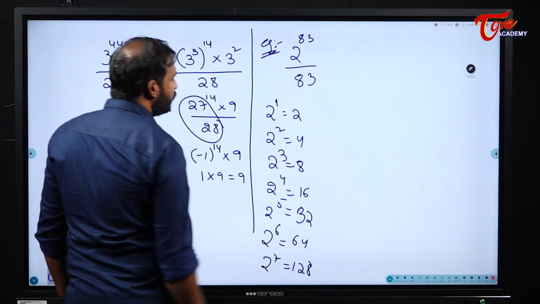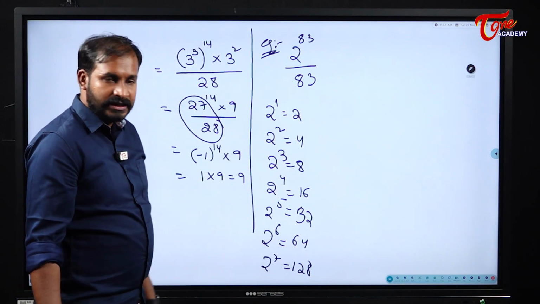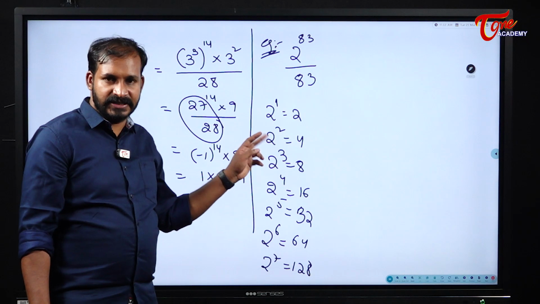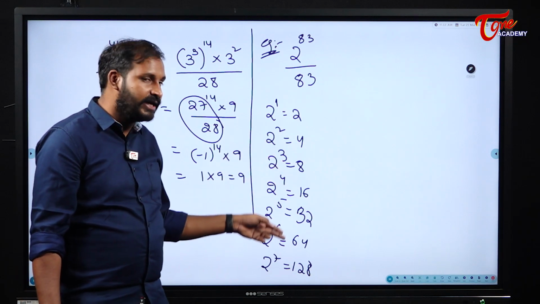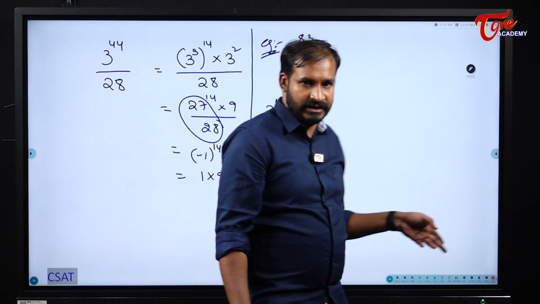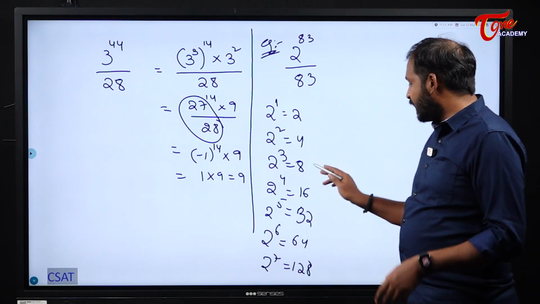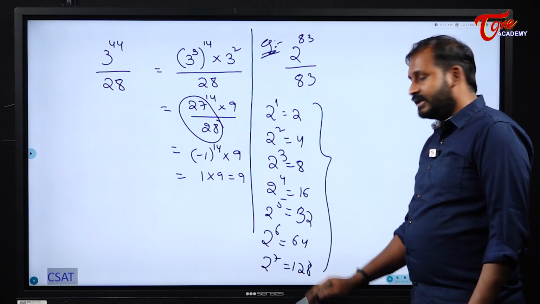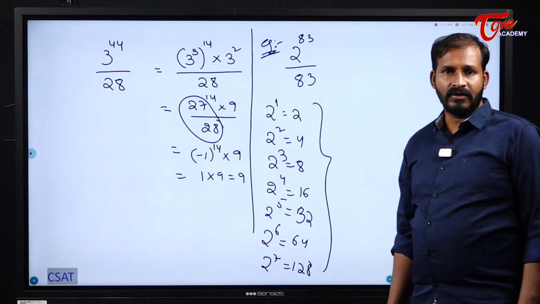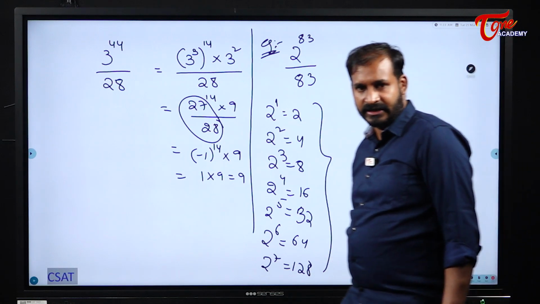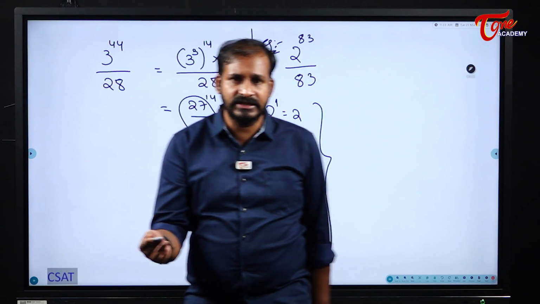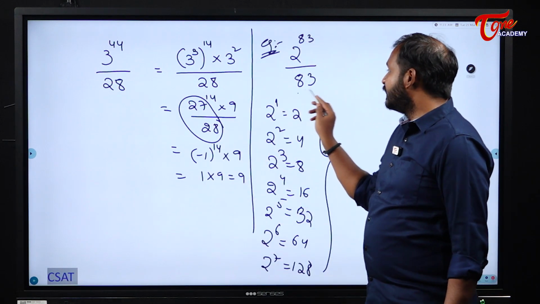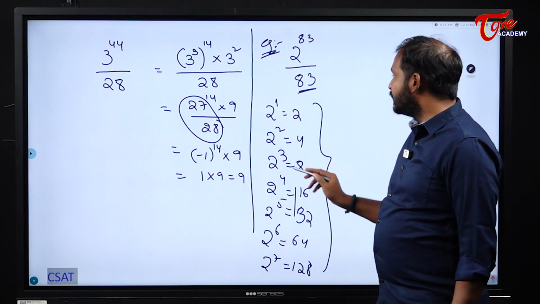Is there any power of 2 which is nearer to 83? That means, can you write it as plus or minus 1 here? No, we cannot write it as plus or minus 1 here. So directly we can take it like this: 64 or 128. There is no other chance. We cannot take 83. There is no power of 2 which is nearer to 83.